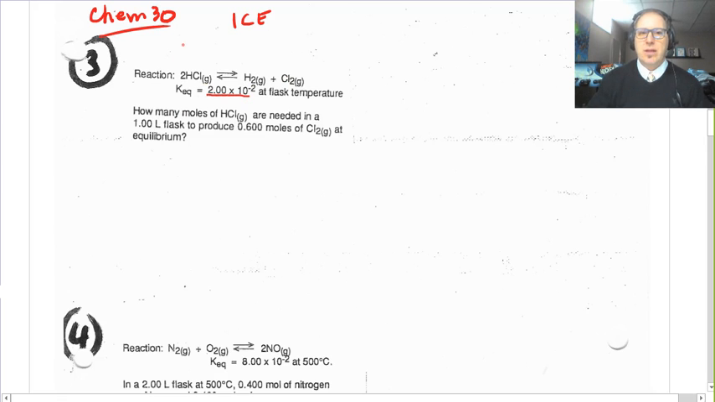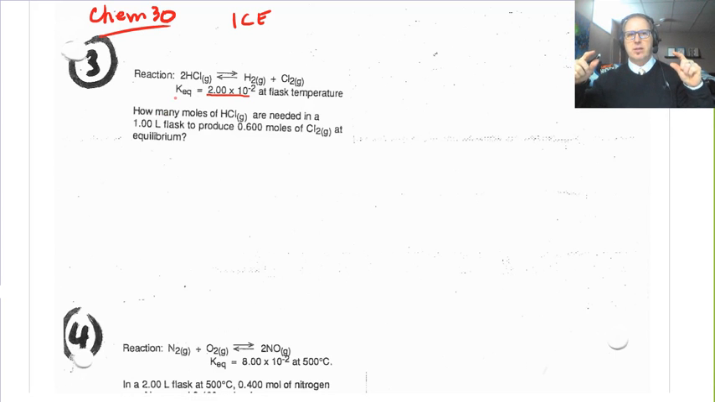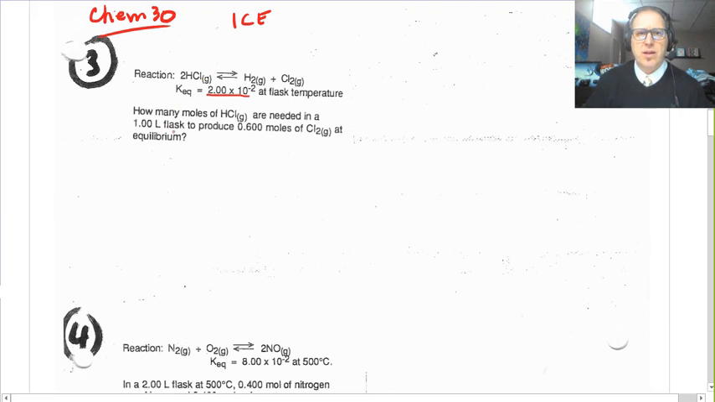But with these ice charts, we're looking for concentrations at equilibrium, and sometimes we're talking about what concentrations are required at the beginning. If we look at number 3, it says how many moles of HCl are needed initially in a 1 liter flask to produce 0.6 moles of Cl2.